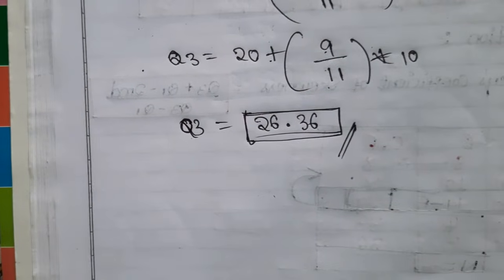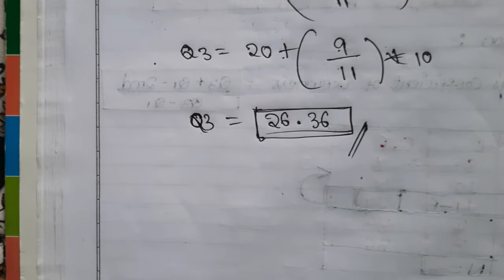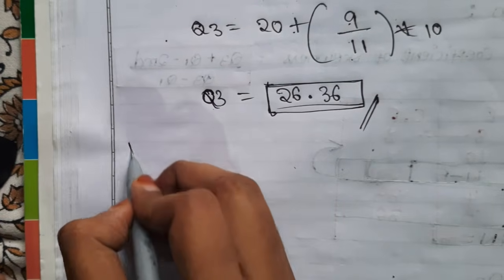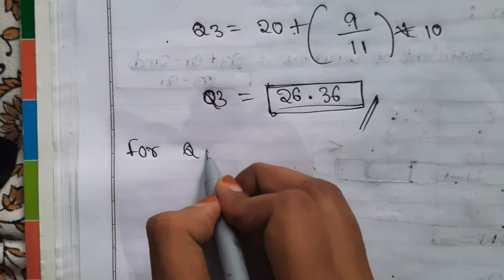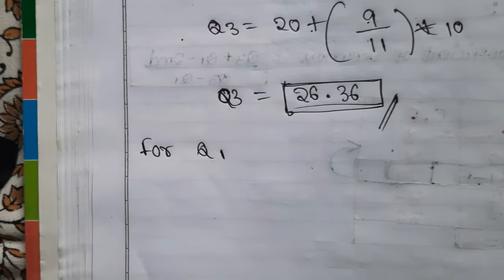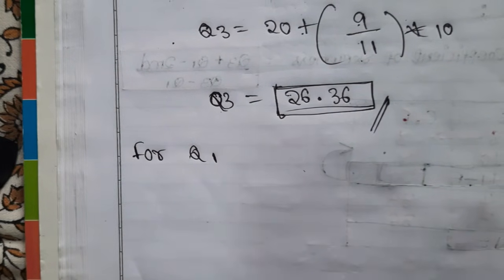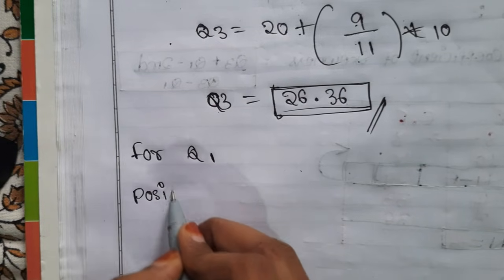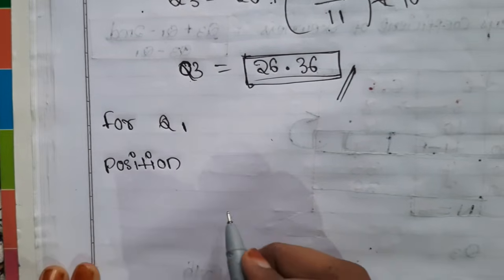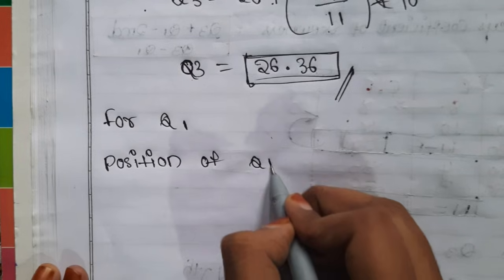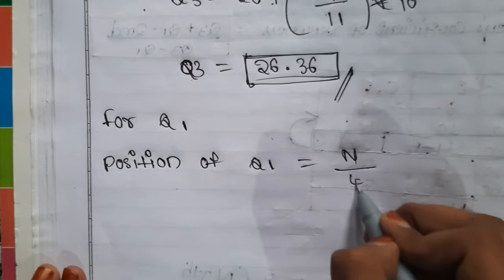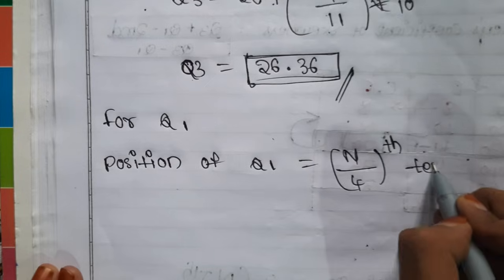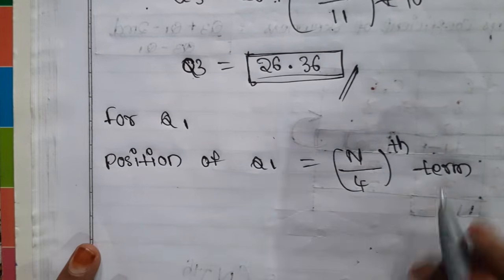Now we will be finding our Q1. Q3 we have already completed. Now let us find Q1. For Q1, you have to write like this. Position of Q1, as we have done for Q3, is the same. The position of Q1 is the n by 4th term. So how much is n here? It is 36. So we are going to take 36.